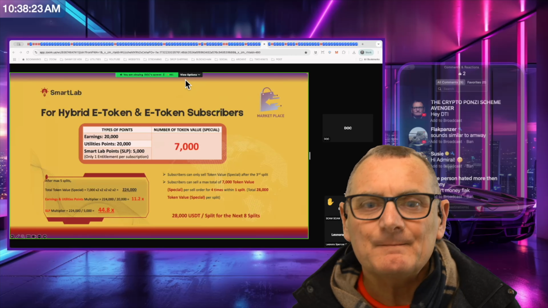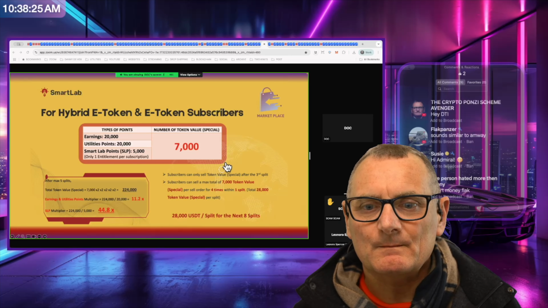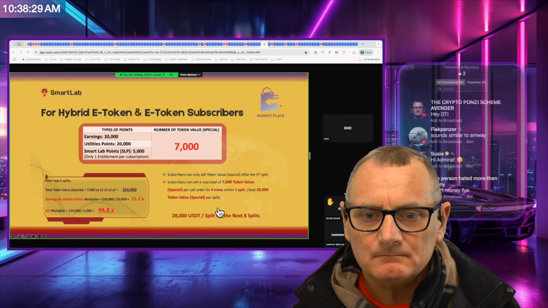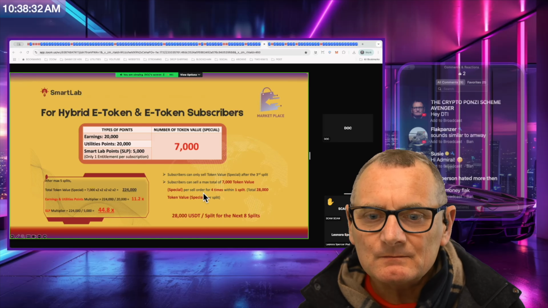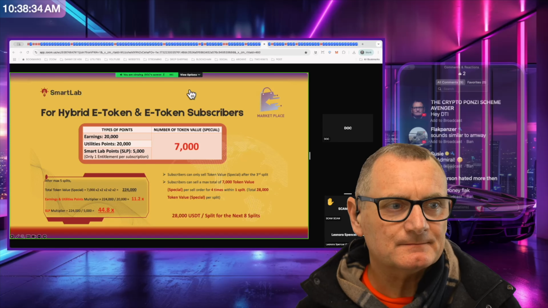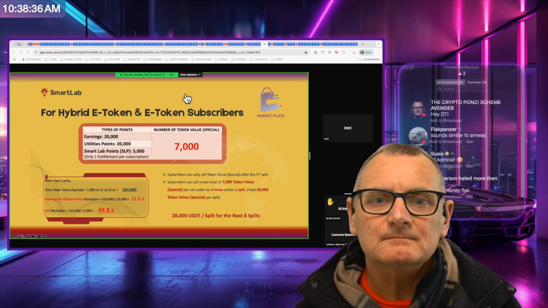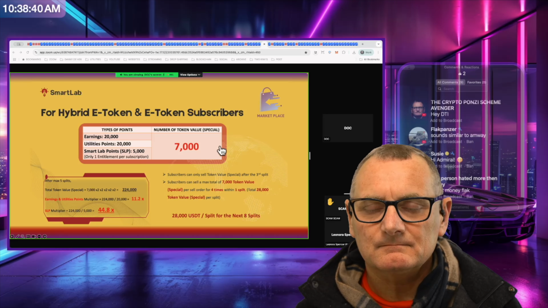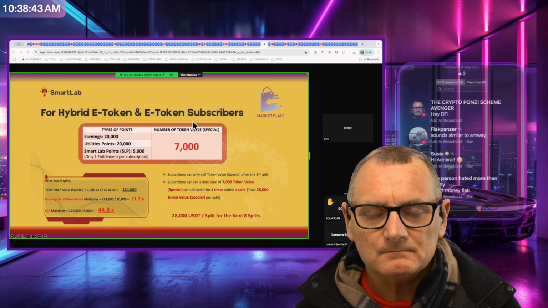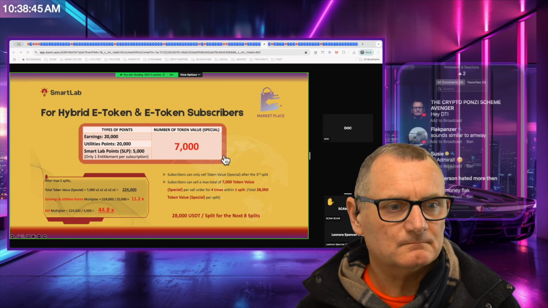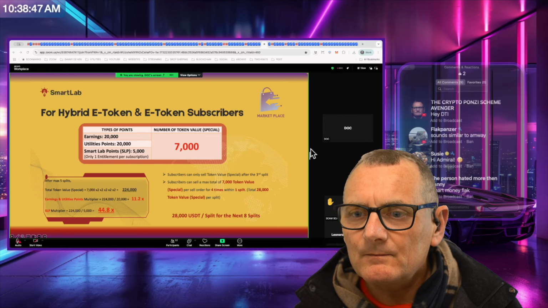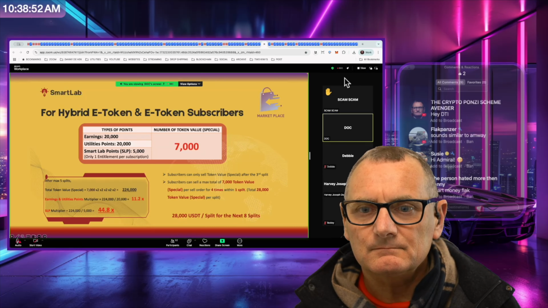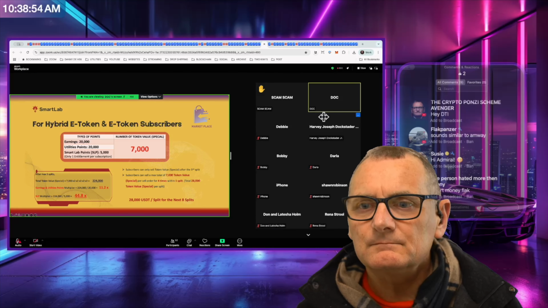All subscribers up to July the 7th can take advantage of an additional value with what's called the 7,000 token value special. This is completely separate from the regular value proposition, but it provides a leverage potential in and of itself, and it can be utilized by all subscribers with either 5,000 SmartLab points or 5,000 in earnings. You can buy this in the marketplace.